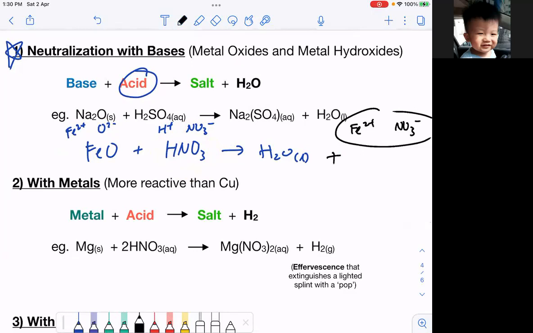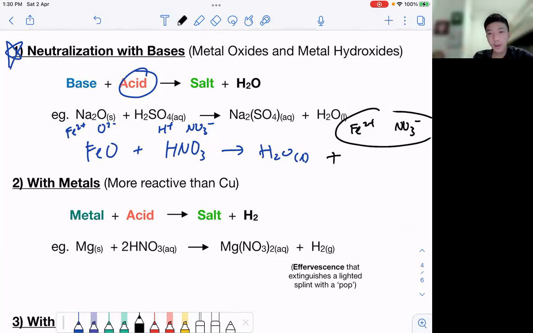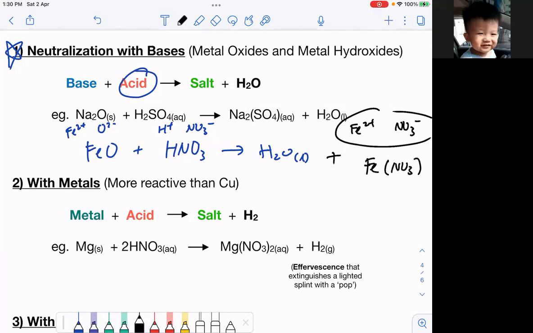Who can tell me the crisscross? Oh, sorry, Kelly said HCl just now. I didn't see. Sorry, I didn't pay attention to the chat. Later I will. Okay. Who can give me the crisscross of this final answer? Fe, NO3 twice, NO3 with the bracket. I hope you meant with the bracket.